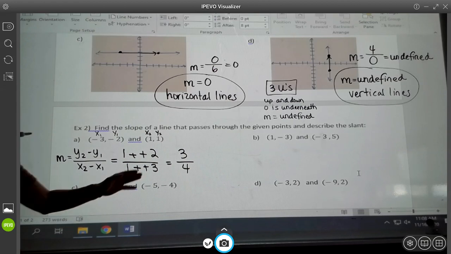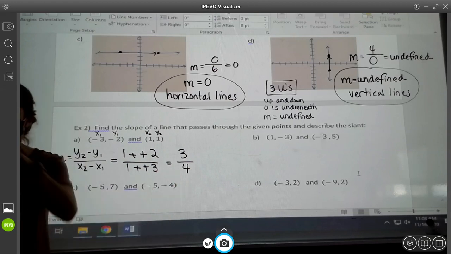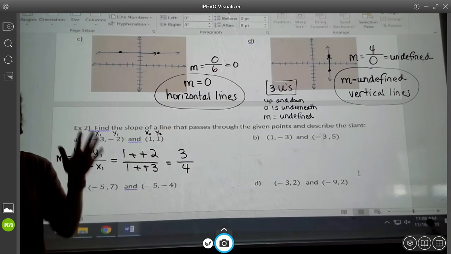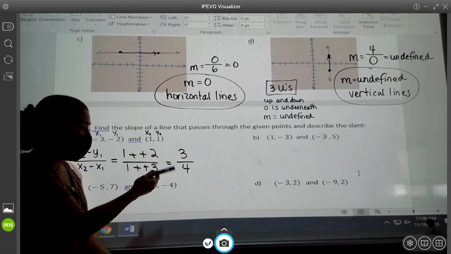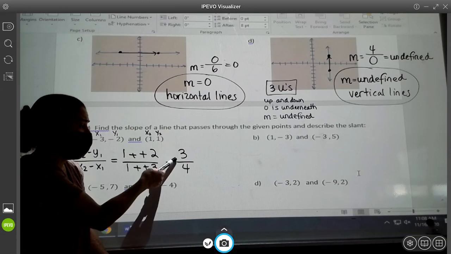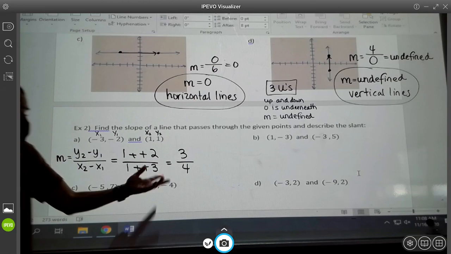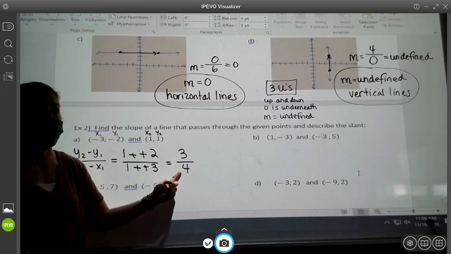Guys, I just want to remind you, make sure your fractions reduce. On Delta Math, there's lots of fractions that need to be reduced. Always reduce your fractions. So guys, think about it. This is saying that for every 3 units it goes up, it's going to go to the right 4. That's not steep. It's basically going up at the same rate that it's going right.